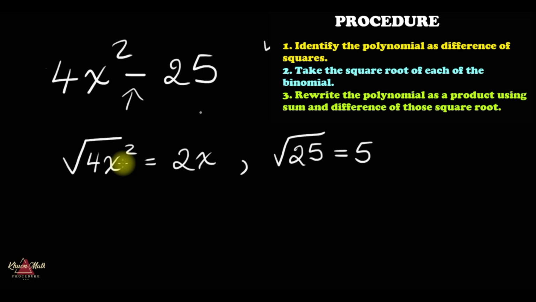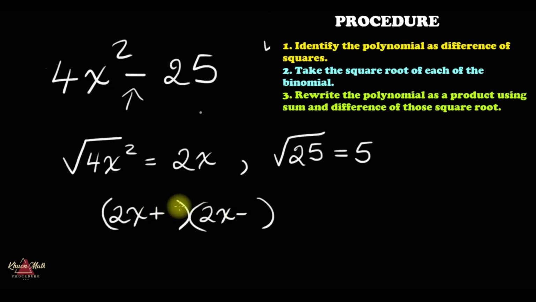So that's step 2. Step 3 is to rewrite the polynomial as a product using the sum and difference of these perfect square roots. So we're going to write it out. The square root of 4x squared is 2x, so we need a 2x and a 2x. And then we need a plus and a minus. And then the square root of 25 is 5. So 4x squared minus 25 factors into 2x plus 5 times 2x minus 5.